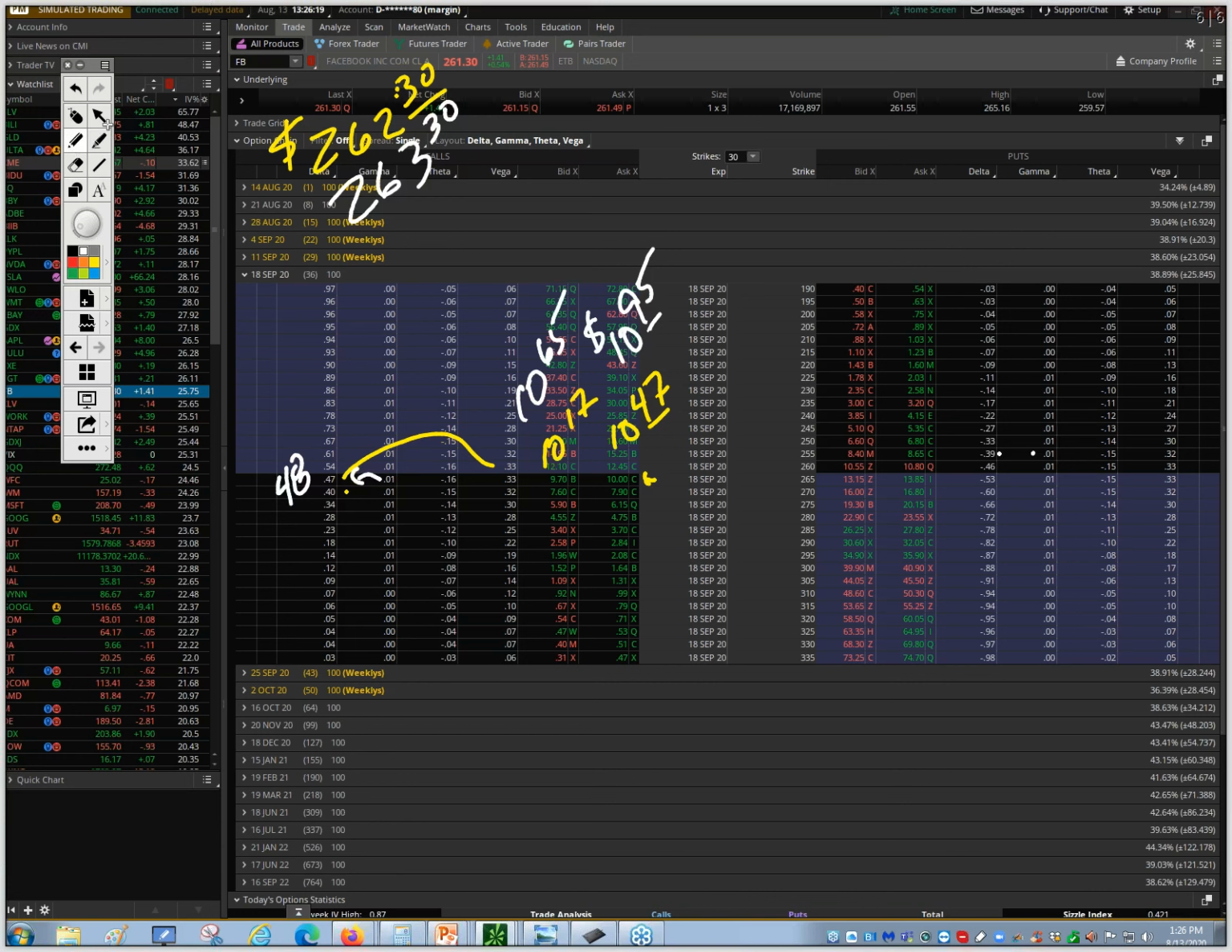All right, so delta tells us the first dollar move. Gamma goes with delta on the second dollar move.